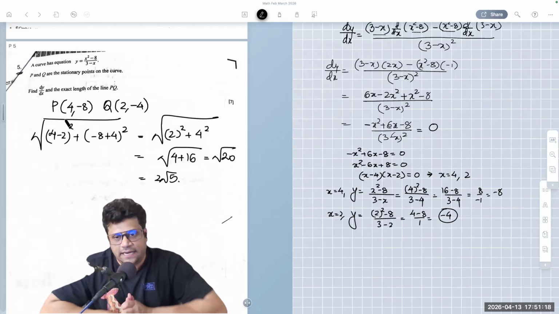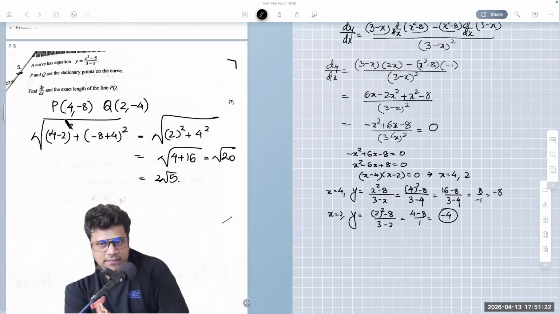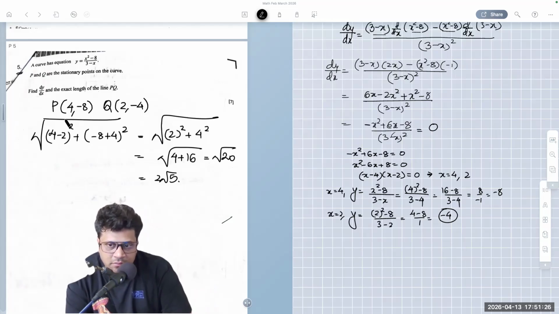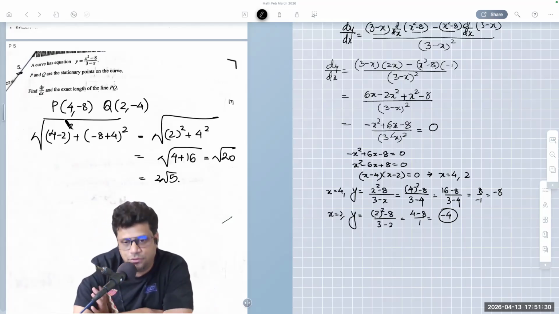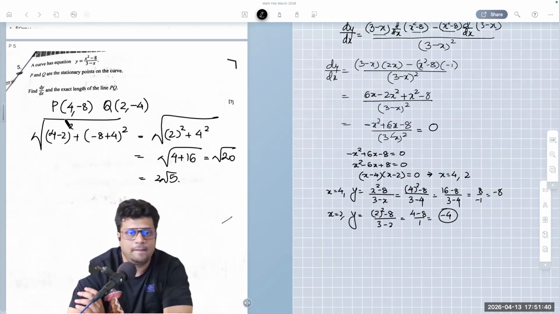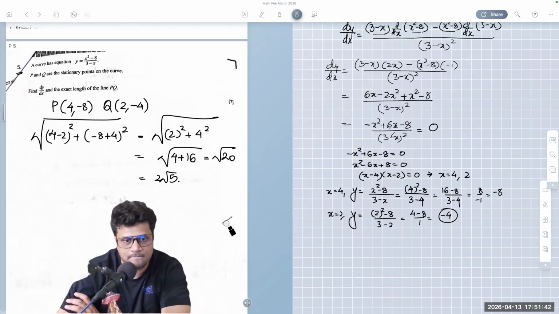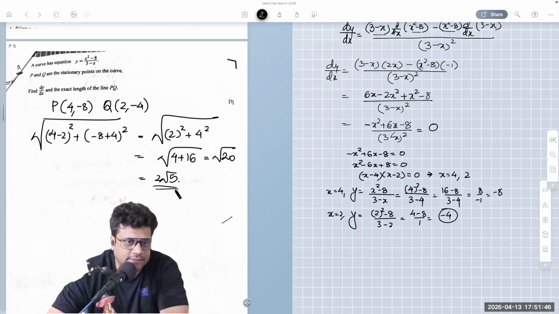So let's go check. x equals 4, y is minus 8. 16 minus 8 divided by 3 minus 4. So 8 by minus 1, so that's minus 8. And x equal to 2, y equal to 4 minus 8 upon 3 minus 2. That's minus 4. Okay. So yes, that is your answer.